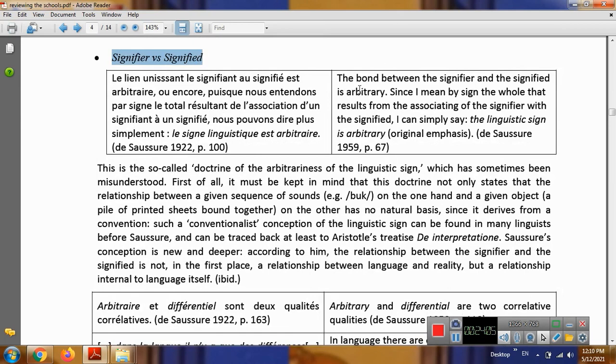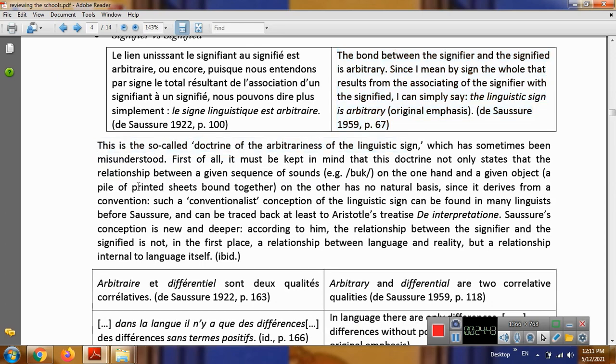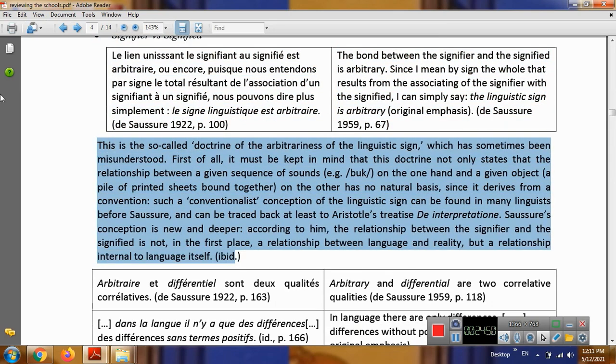Signifier and signified. The bond, the relation between the signifier and the signified, is arbitrary. Since I mean by sign the whole that results from the associating of the signifier with the signified, I can simply say the linguistic sign is arbitrary. This is the so-called doctrine of the arbitrariness of the linguistic sign, which has sometimes been misunderstood.